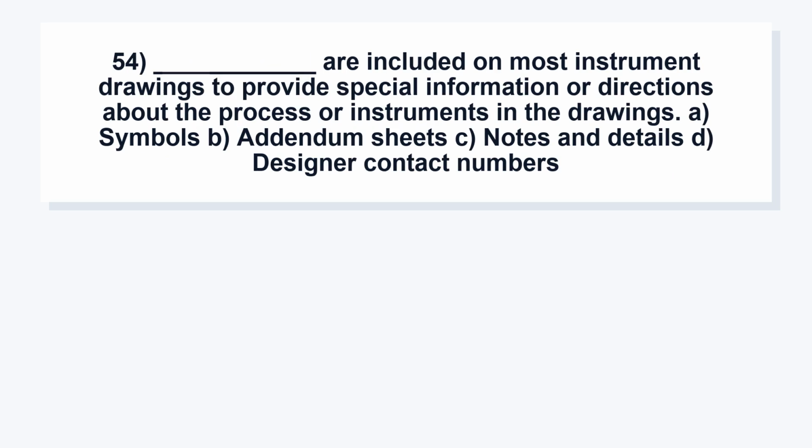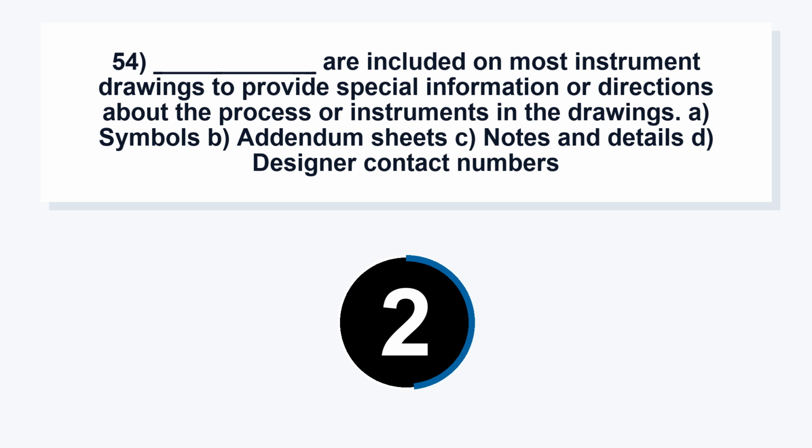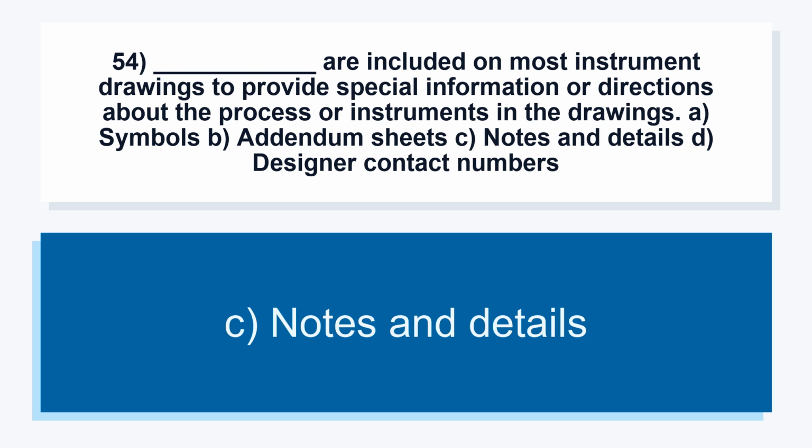54. Blank are included on most instrument drawings to provide special information or directions about the process or instruments in the drawings. A. Symbols. B. Addendum sheet. C. Notes and details. D. Designer contact numbers. C. Notes and details.